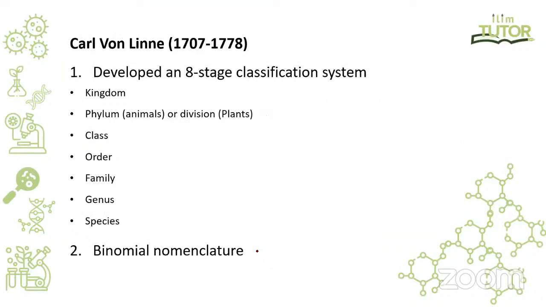Next, we look at Carl von Linné, who was a Swedish naturalist that lived between 1707 and 1778. It was he that proposed this 8-stage classification system, which we use till today, although it has undergone quite a number of modifications. But at least the groundwork was laid by Carl von Linné. You may not particularly see the name Carl von Linné. You may actually see the Latinized name, which is called Carolus Linnaeus. And so this is called the Linnaean classification system.